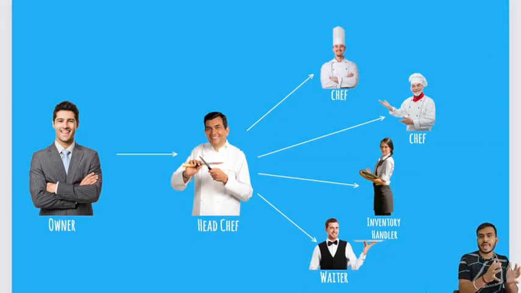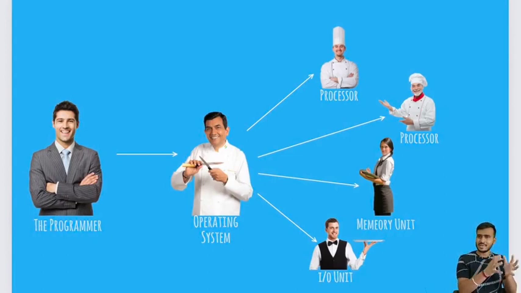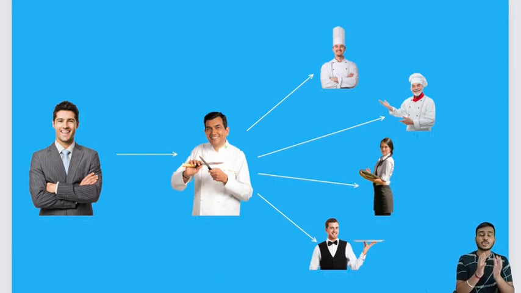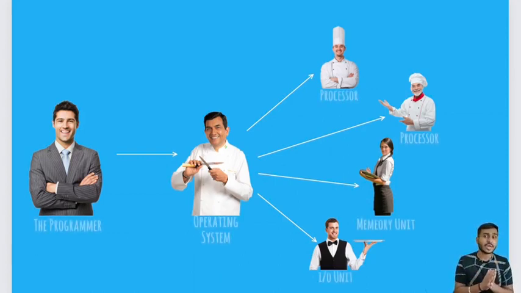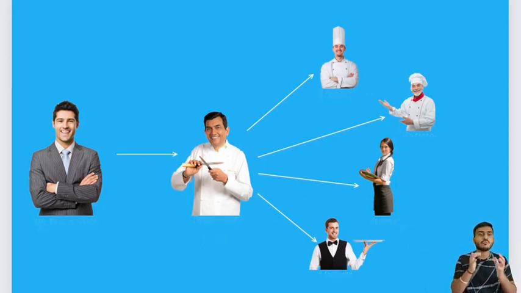So let's see the same analogy and what the real characters are when it comes to the actual machine. In our case, we have the head chef, then two chefs, then one inventory manager, and one waiter. But if you compare the same scenario with the actual machine, the head chef is actually our operating system. Whatever job you want to get done, you can pass those instructions to your operating system, and it's the operating system's responsibility to get your job done with the help of different components of your machine.